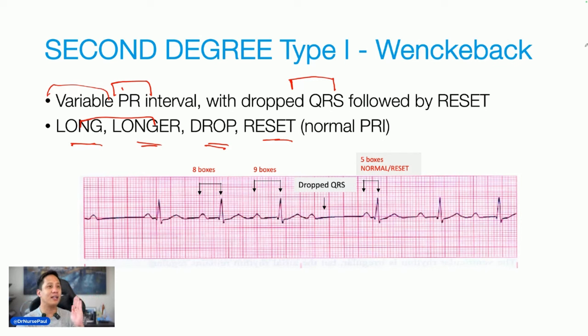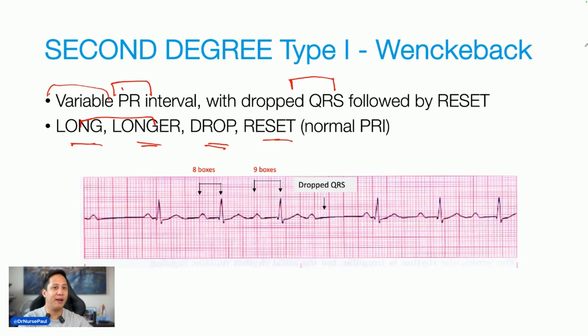First degree is constant, constant, constant. Second degree type 1: long, longer, drop, reset. What's the pattern again for first degree, second degree type 1? Long, longer, drop, reset. Again, I'm only talking about PR interval. Do not look anywhere else. If the PR is abnormal, you suspect AV block.